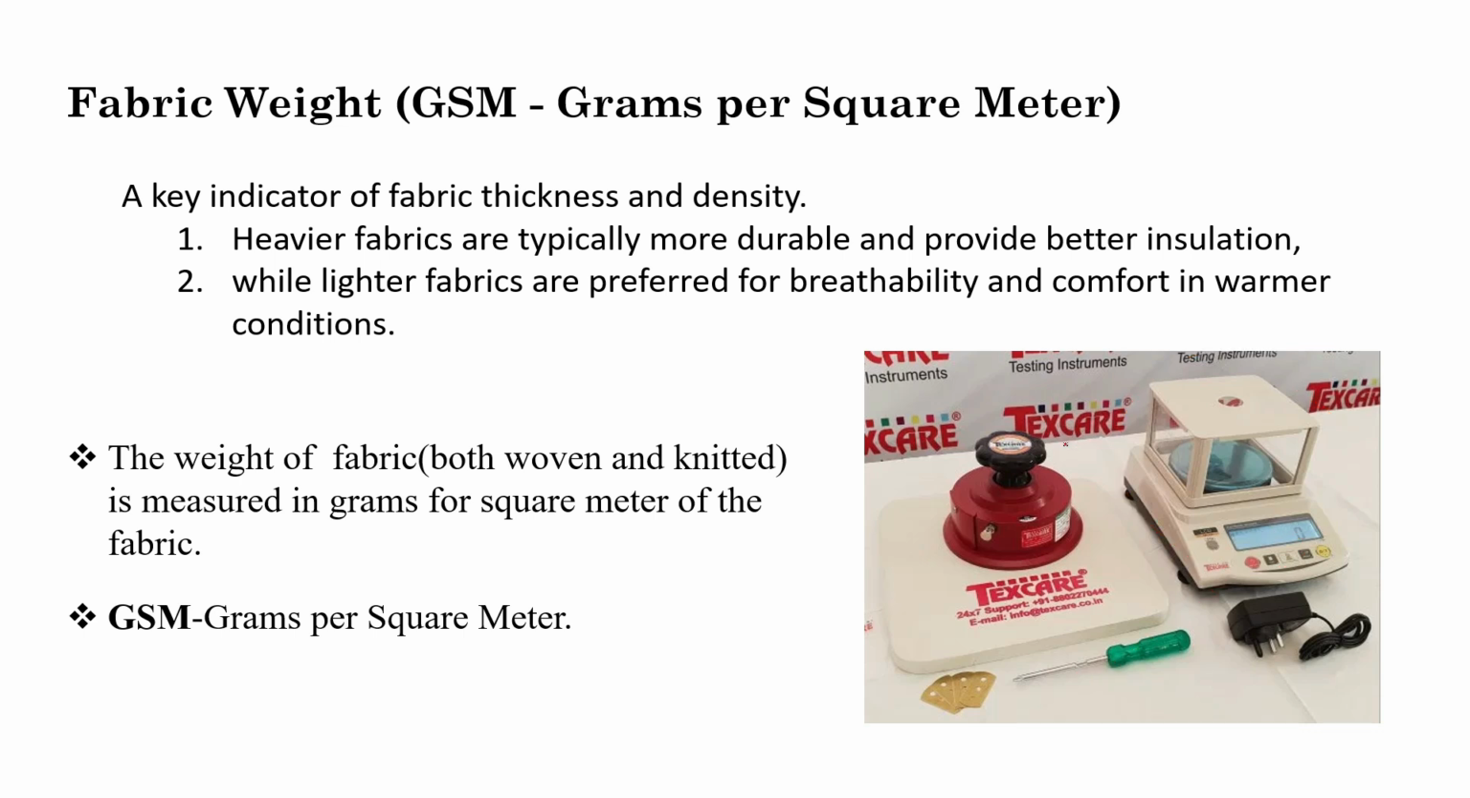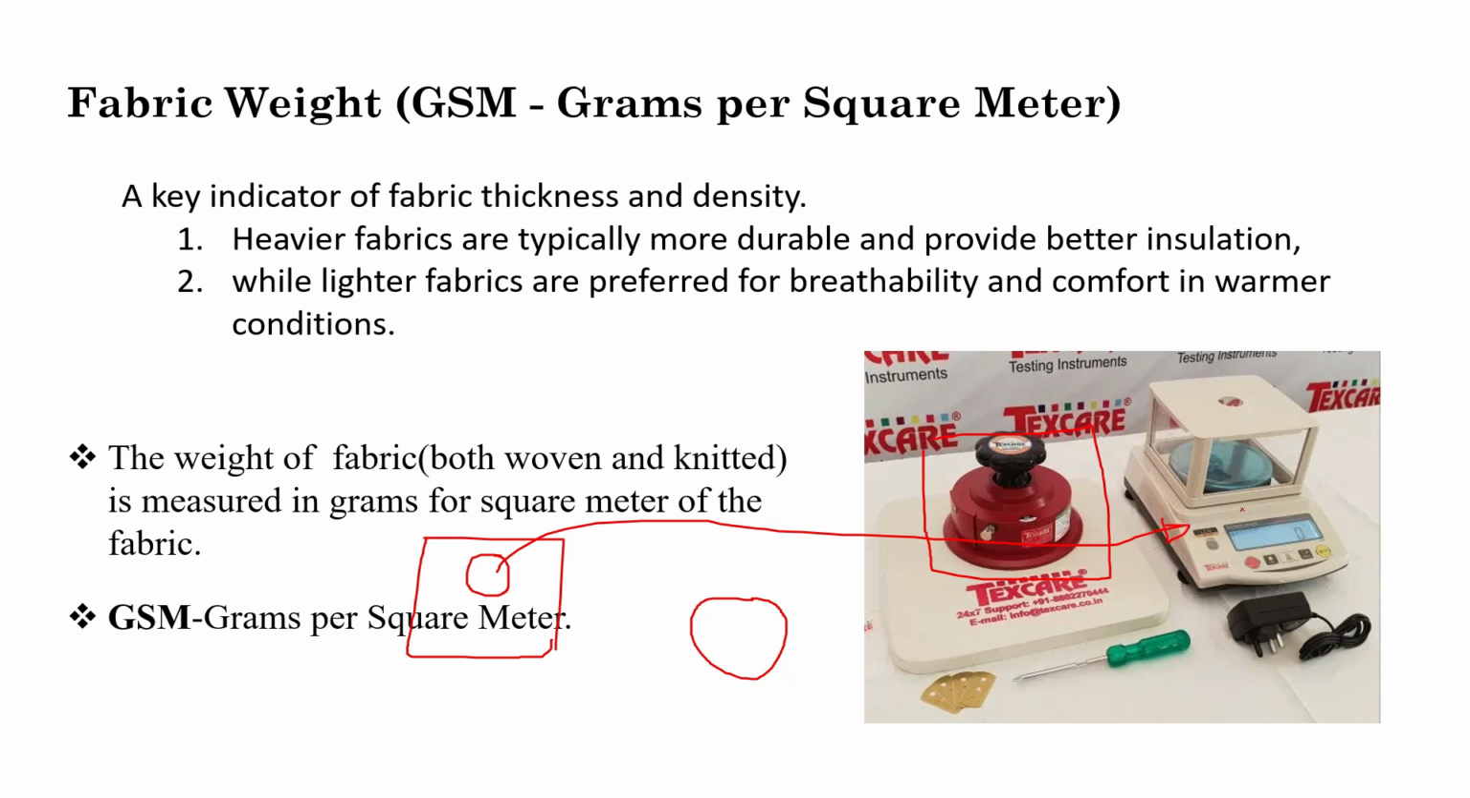When measuring GSM in industry, we use a GSM cutter. This is a GSM cutter. It's a circle shape. So we place the fabric like this, place the cutter here, cut the circle and measure it on a scale. Say they have 2.36 grams value. We call it 236 GSM.